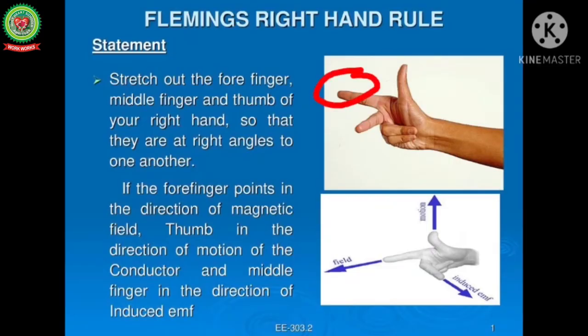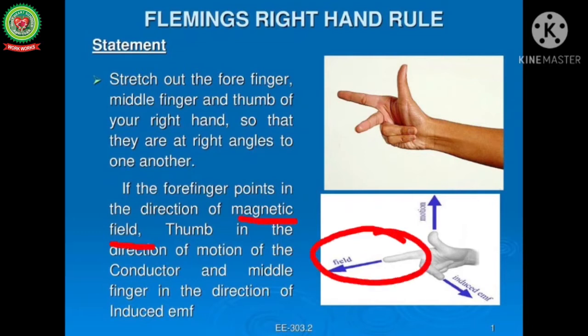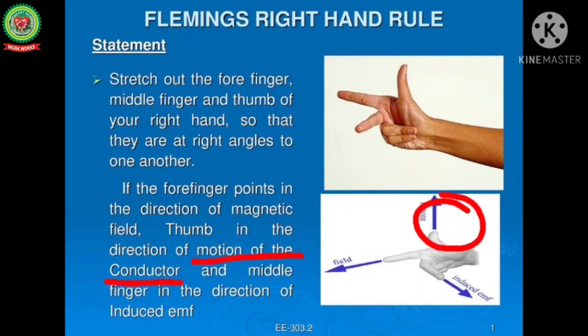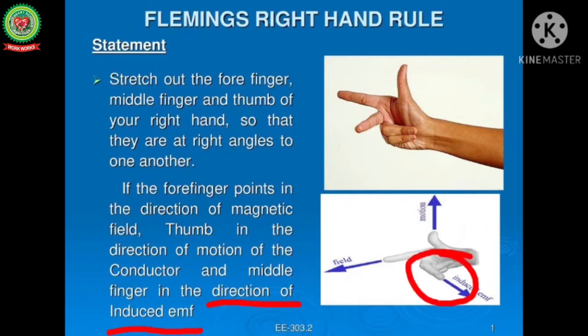Stretch out the forefinger, middle finger and thumb of your right hand so that they are at right angles to each other. That is, they are mutually perpendicular to each other. Then, if the forefinger points in the direction of magnetic field and thumb in the direction of motion of a conductor, then the middle finger is in the direction of induced EMF.